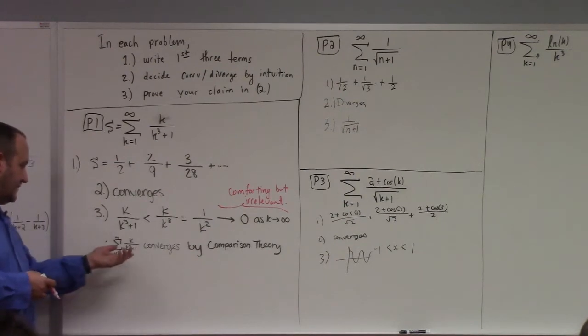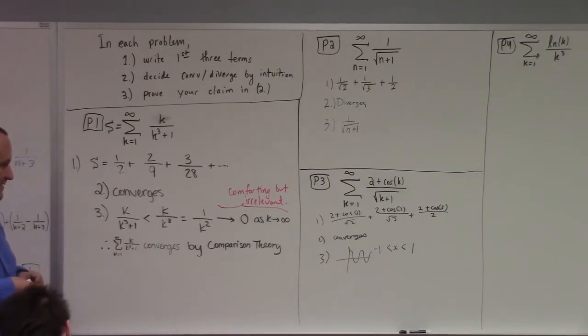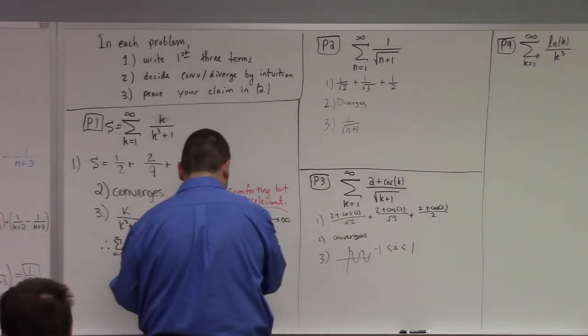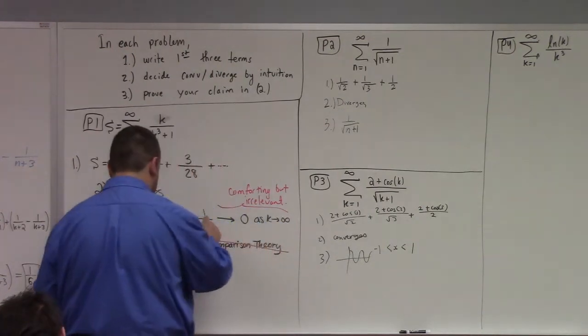So therefore, this converges by comparison theory. Comparison theory is not a thing that we had. So this won't do. This won't do. How about this? This is good.